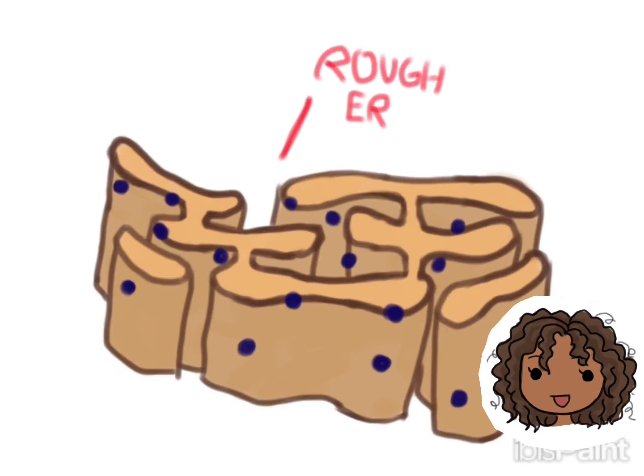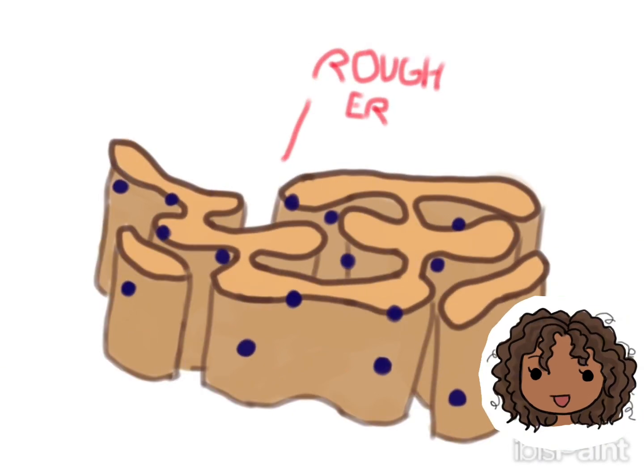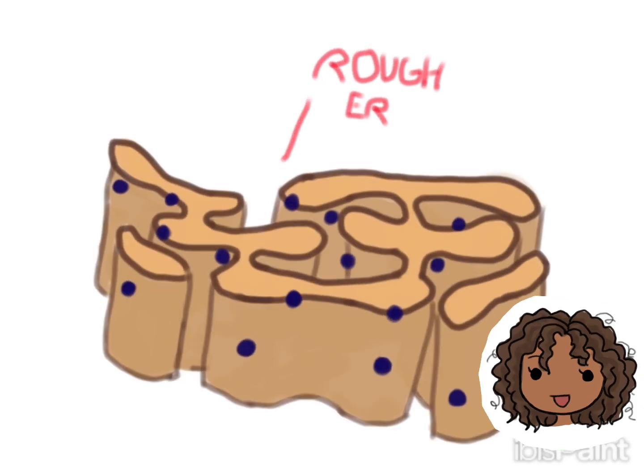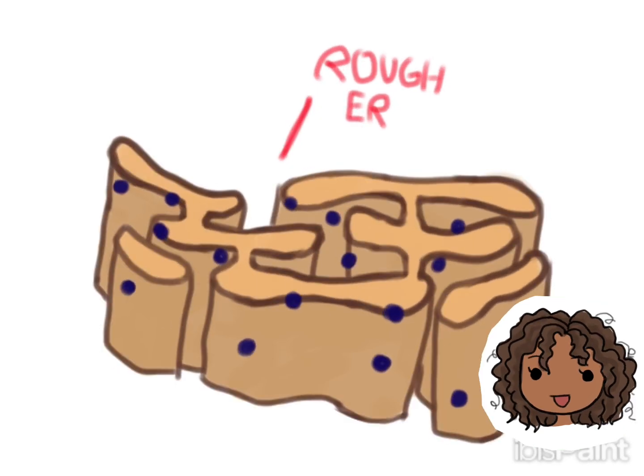Rough ER. Rough ER helps with protein synthesis and quality control. It also packages and transports proteins into vesicles to other organelles, mainly to the Golgi apparatus.